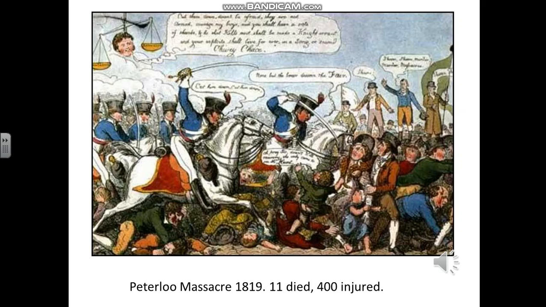And it was broken up by the local militia, the local TA. I think they were a bit drunk at the time, and they waded in with swords, cutlasses drawn, and 11 were killed and 400 were injured. And it was ironically called the Peterloo Massacre because it's a play on Waterloo, and the massacre took place in St Peter's Fields in Manchester.